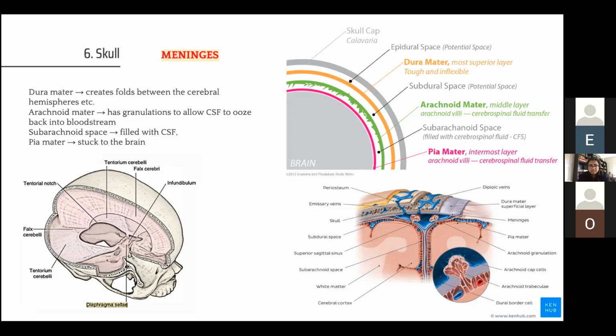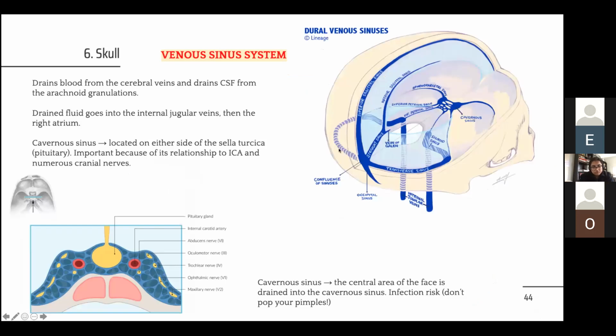All right, so those are the meninges. Then you've got your venous sinus system. So you've got veins, like the deep cerebral veins, that actually drain brain tissue, and all of these coalesce and drain back into the dural venous sinuses. And as we talked about earlier, the CSF also gets recycled back into the dural venous sinuses. All of this drained fluid collects and goes into the internal jugular veins, and the internal jugular veins then go into the right atrium.